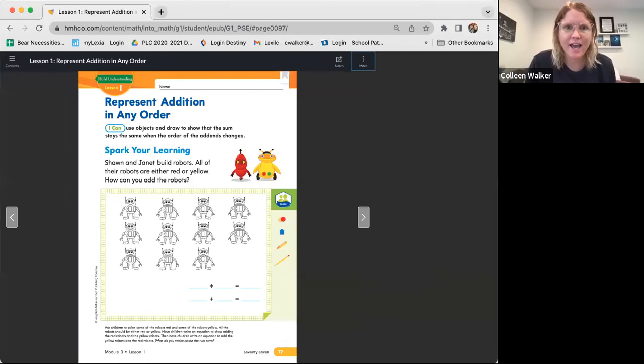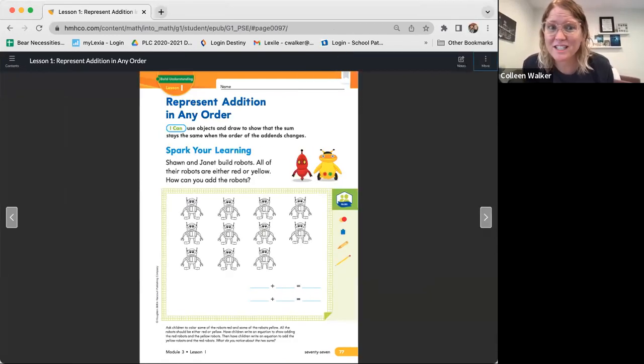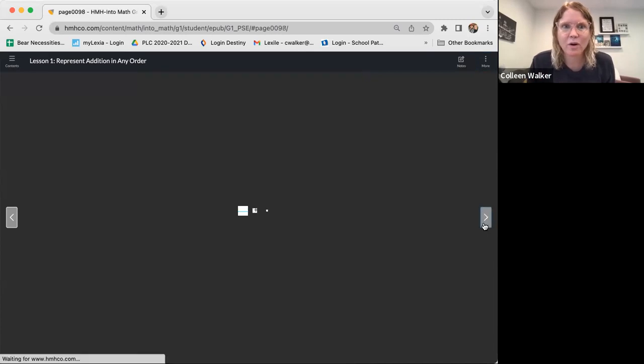So our objective today, and you can repeat it after me, I'll say it first. I can use objects and draw to show that the sum stays the same when the order of the addends changes. Okay, so I'll repeat it and you repeat it after me. So I can use objects and draw to show that the sum stays the same when the order of the addends changes. Awesome. So what we're going to do now is jump right into our lesson.